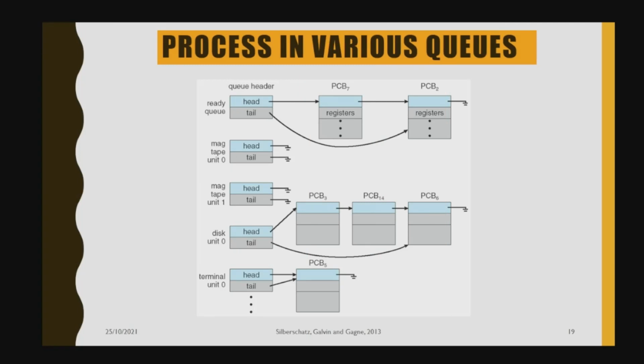Okay, this diagram shows the processes in various queues. So we have PCBs numbered 2, 3, 7, 6, 5, 14. Each one is a PCB. Inside the PCB we have the registers, as we discussed in the previous video. And then we have the queue part, the process queue. The queue header is here, and then for the ready queue we have n processes that queue for execution.